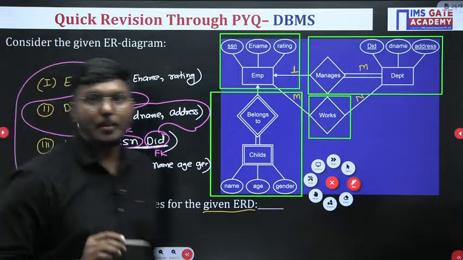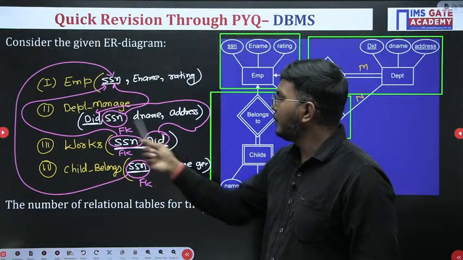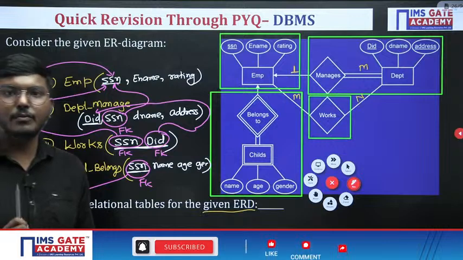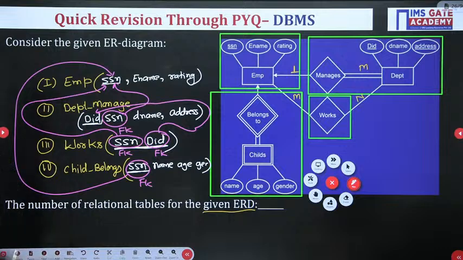Understood now? So how many foreign keys? Here 1, 2, 3, 4 foreign keys. 4 foreign keys. Prabha, 4 foreign keys, not 3. Yeah, 4 foreign keys and 4 tables. Fine, very good. Now let's solve the next questions quickly.